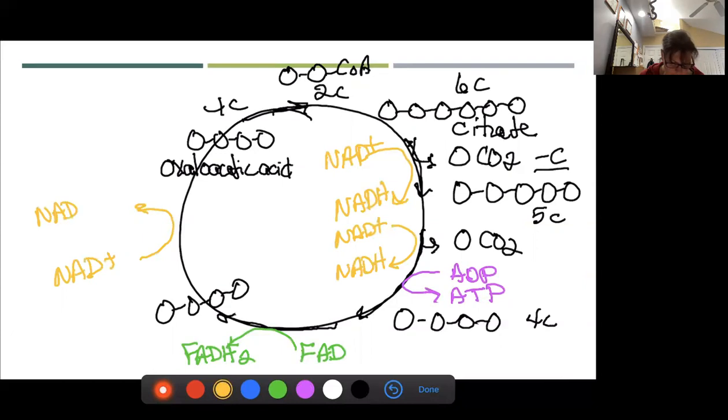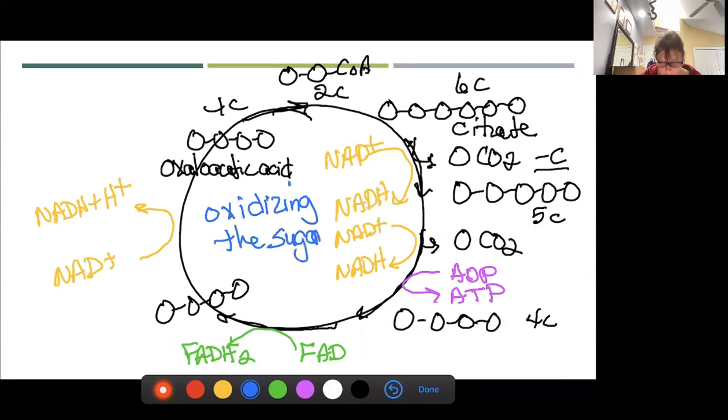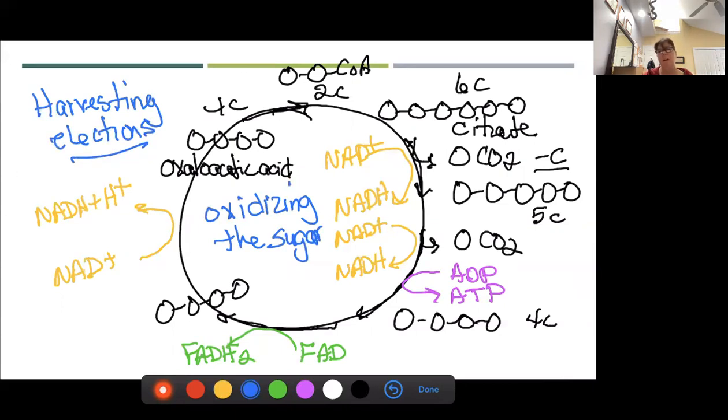And then we're just going to keep stripping all the electrons off this sugar that we possibly can. All right, so again, the main point is we are oxidizing the sugar. Another way of saying this is that we are harvesting electrons. And you might think, well, why are we doing that? We're going to get there. So we are harvesting electrons.